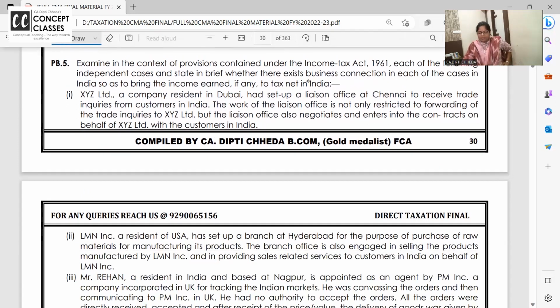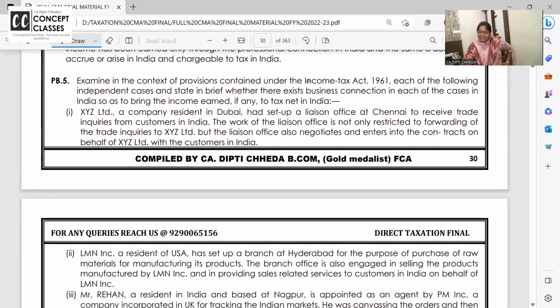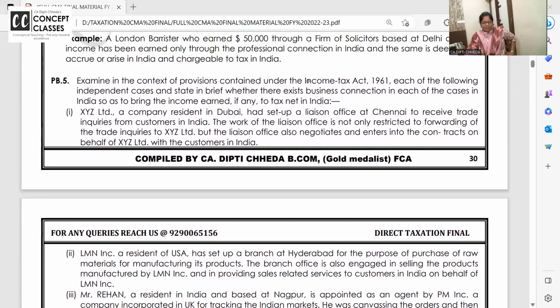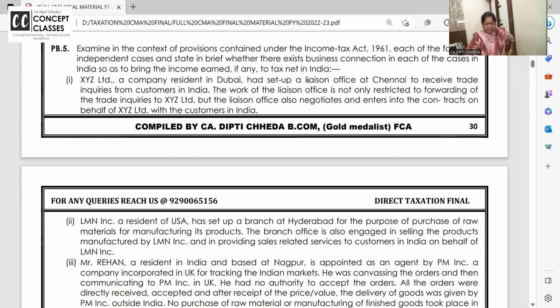Examine in the context of provisions under Income Tax Act 1961 each of the following cases. State in brief whether there exists business connection or not. हाँ, तो हर एक केस में business connection है या नहीं देखते हैं.